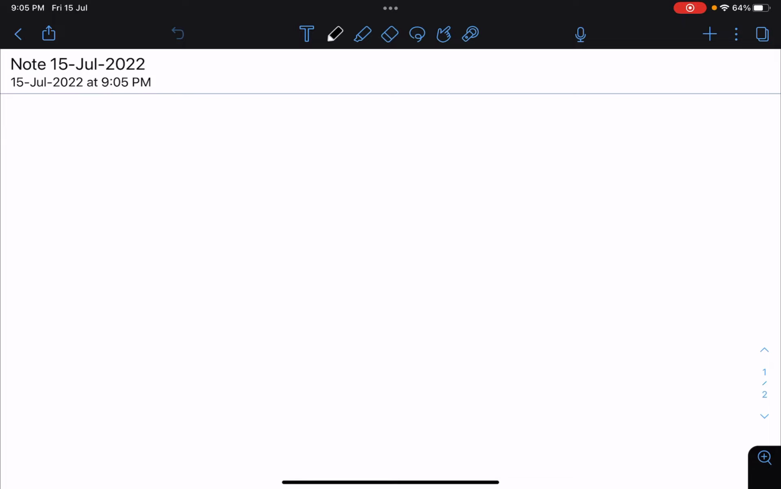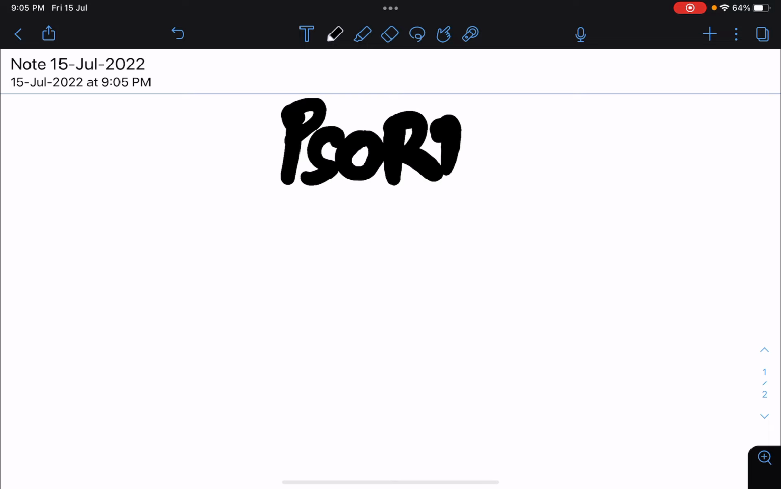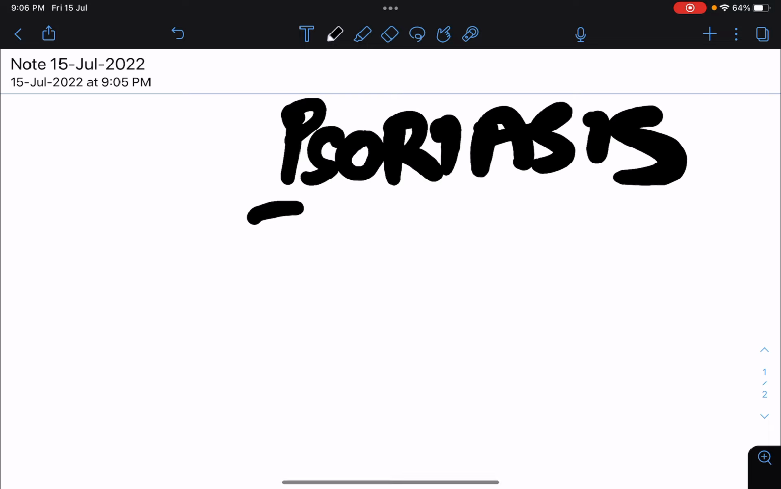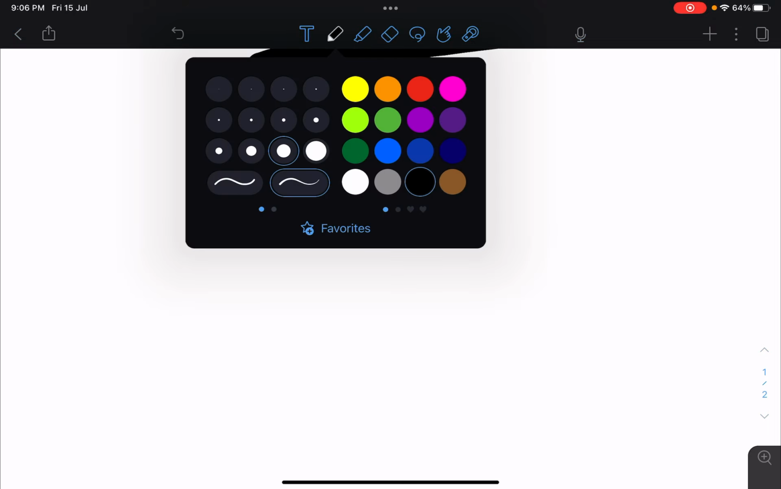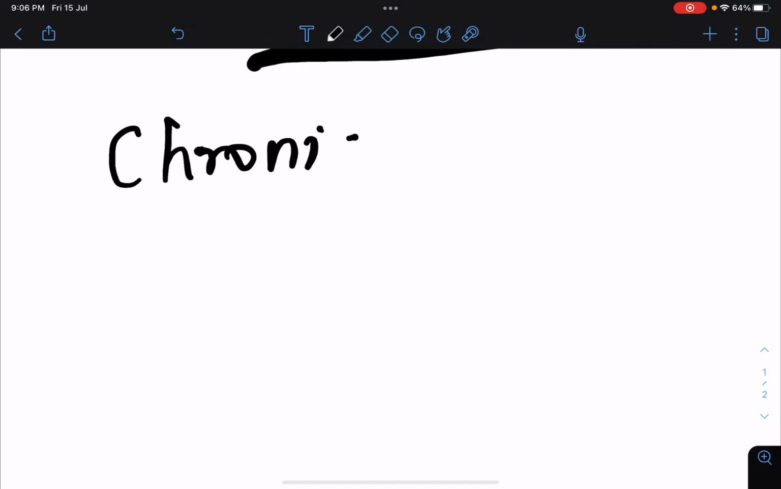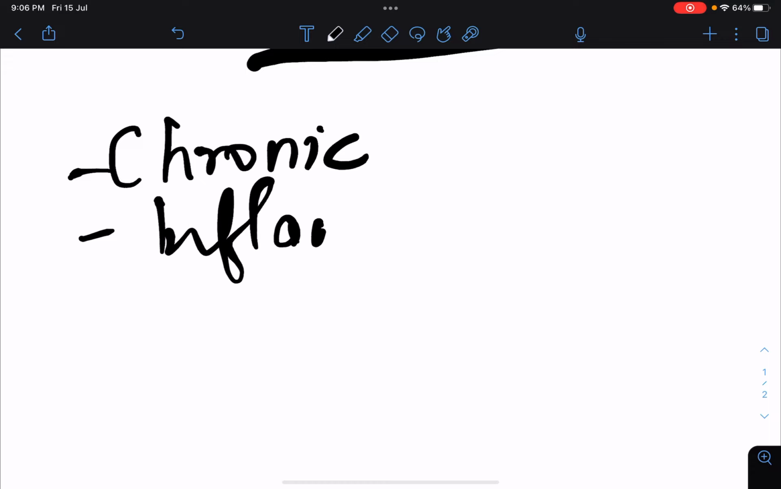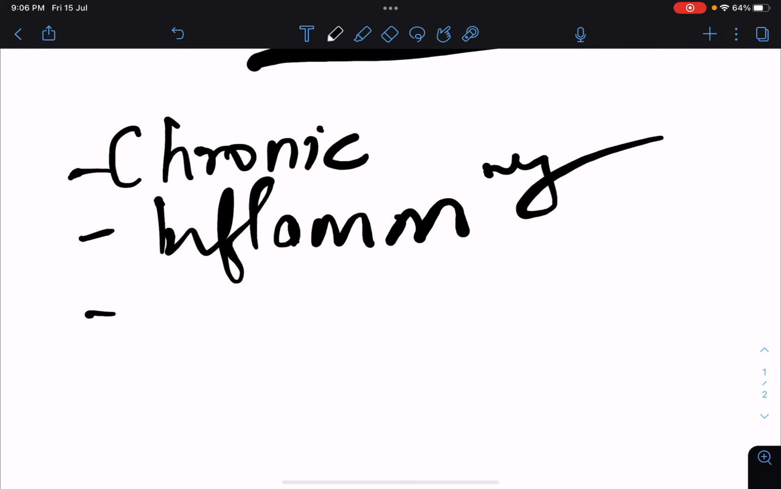Okay, so today's lecture is going to be about a very important topic, that is psoriasis. Now, the thing about psoriasis is, people ask, what is psoriasis? So, psoriasis is a chronic, so that's one important word, it's an inflammatory condition, and moreover, it is mediated by T cells.